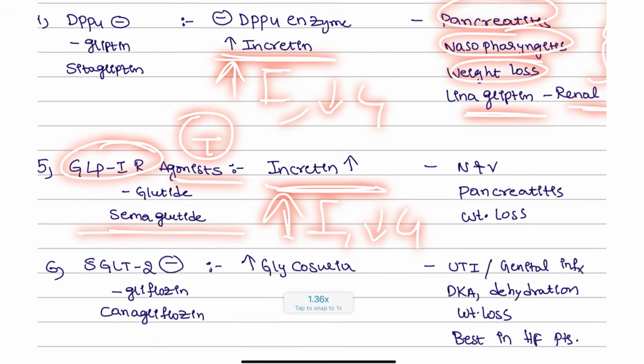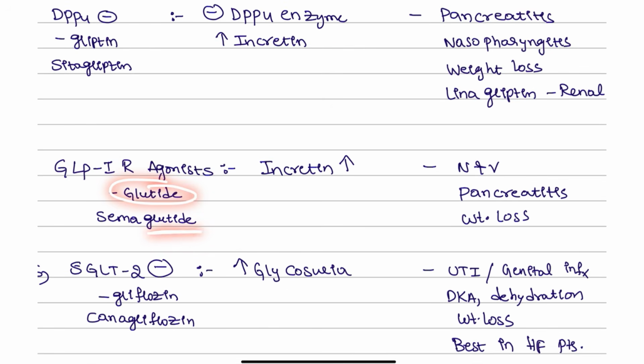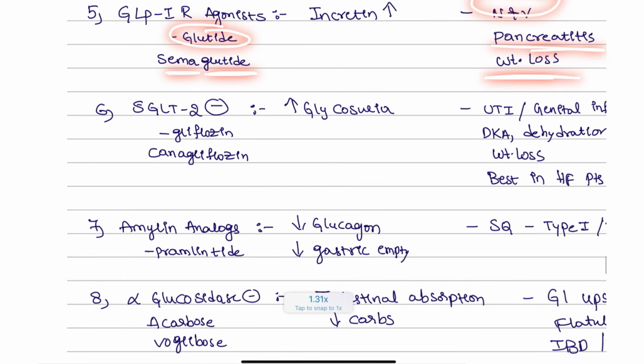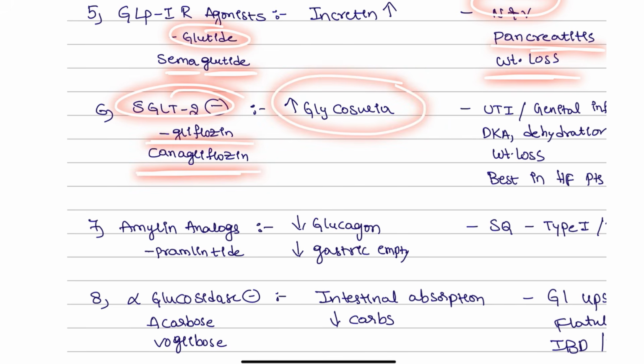Glutide, semaglutide, these are the drugs. The ones ending with the glutides, those are the drugs. Nausea, vomiting, pancreatitis and weight loss are seen in this patient. SGLT2 inhibitors, gliflozins, canagliflozin, glycosuria is the common action. In the kidneys, we are going to see the increased urine output.